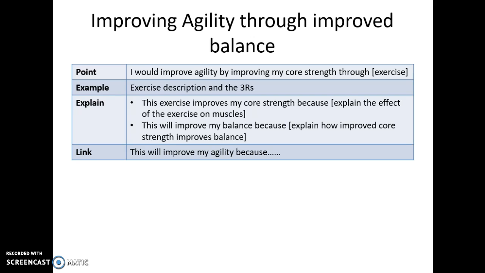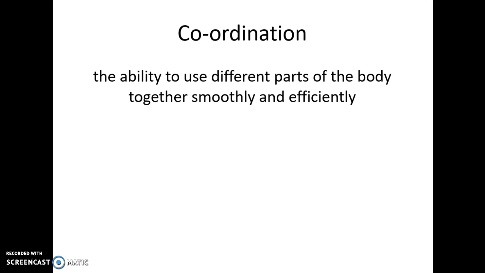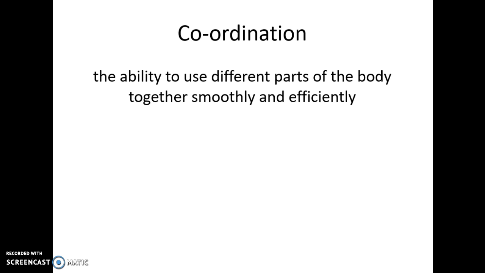Okay, so now we will move on. I'm going to have a little think about coordination. So coordination is actually one of those elements that we find within agility, isn't it? But the definition of coordination on its own is the ability to use different parts of the body together smoothly and efficiently. So what was that? Remind me. Write a definition down for me. What is coordination? Here we go. Coordination is the ability to use different parts of the body together smoothly and efficiently. So it's being able to pat your head and rub your stomach at the same time, basically.